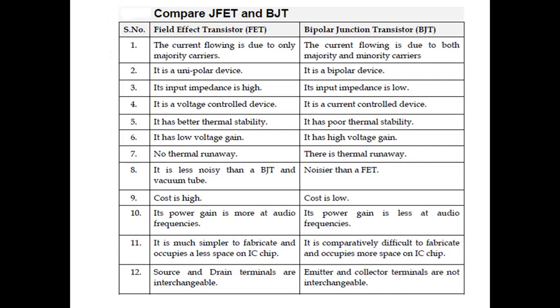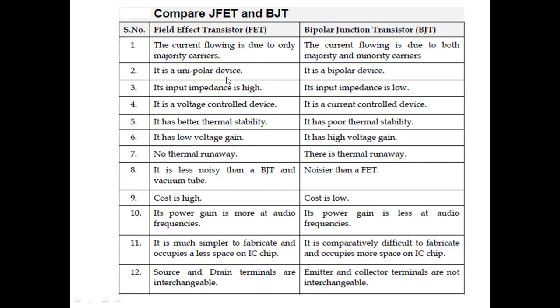First, field effect transistor and bipolar transistor. In the FET, the current flowing is due to only majority charge carriers. If it is an N channel FET, then only electrons will flow through the channel. If it is a P channel, then only holes are the charge carriers. In the bipolar junction transistor, current is due to both majority and minority charge carriers.